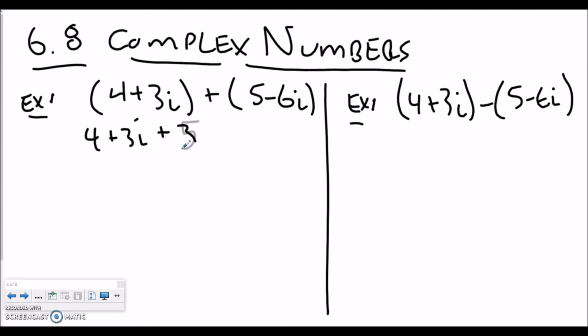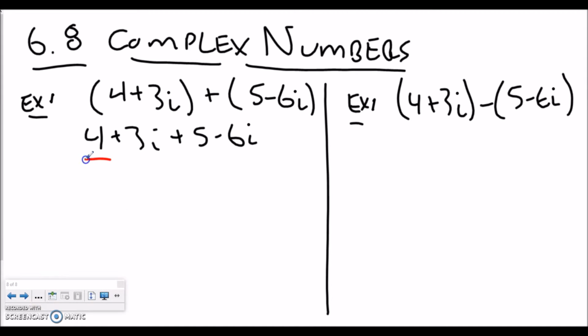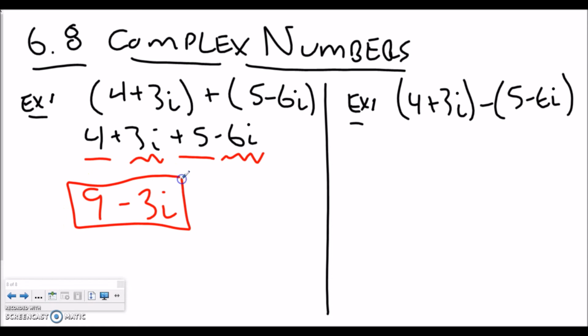4 plus 3i plus 5 minus 6i. And then it's a matter of combining like terms. We have a 4 and a 5, that's 9. We have a 3i and a negative 6i, that's negative 3i.